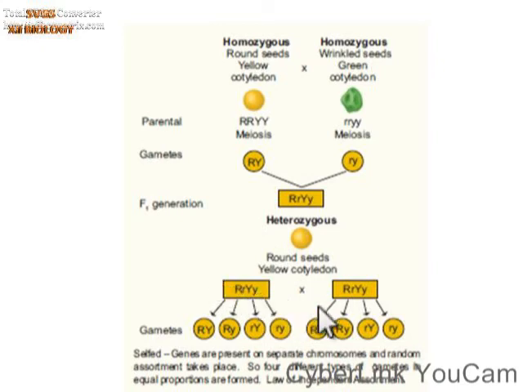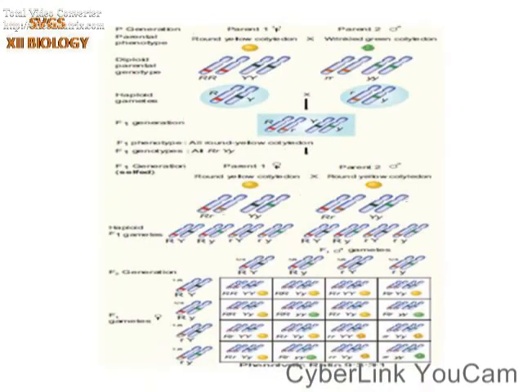So when this F1 generation has been hybridized, that is, cross selfed, you will get the gametes in the F2 generation, and that 9 is to 3 is to 3 is to 1 ratio we will get. So here is the genetic expression where the R and Y alleles are present in the chromosome. That diagrammatic explanation has been given.